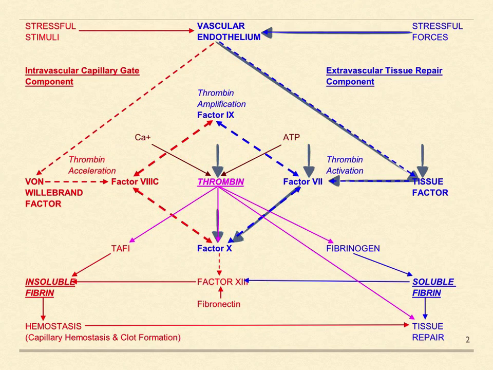The tissue repair component, which is illustrated in blue in this simplified diagram, regulates factor 7 activity to govern the location, degree, and duration of thrombin generation in extravascular tissues in accord with the degree, duration, and location of stressful tissue disruption to enable tissue repair. This sounds simple, but the devil is in the details.